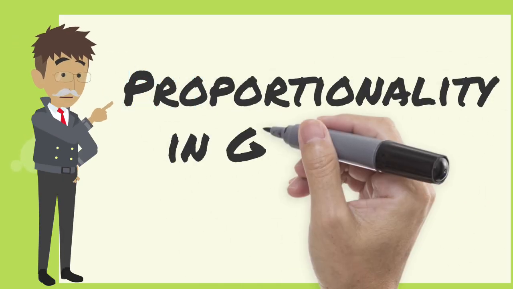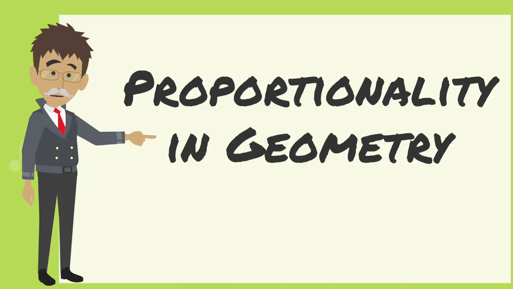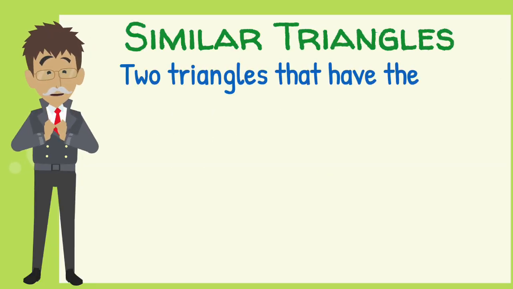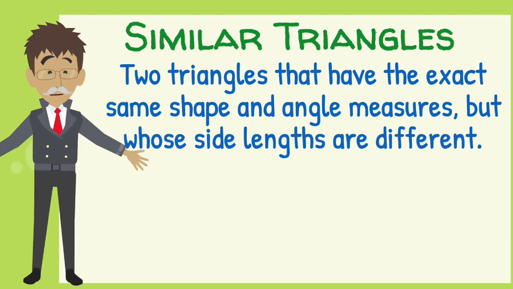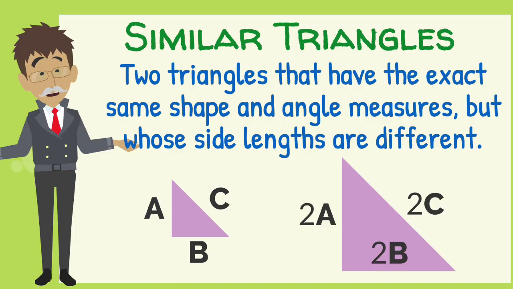Proportional reasoning is also very important in geometry. Similar figures and scale drawings use proportions to compare shapes and measurements. Similar triangles: two triangles that have the exact same shape and angle measures, but whose side lengths are different. Because of their properties of being similar, the sides are proportional to each other.